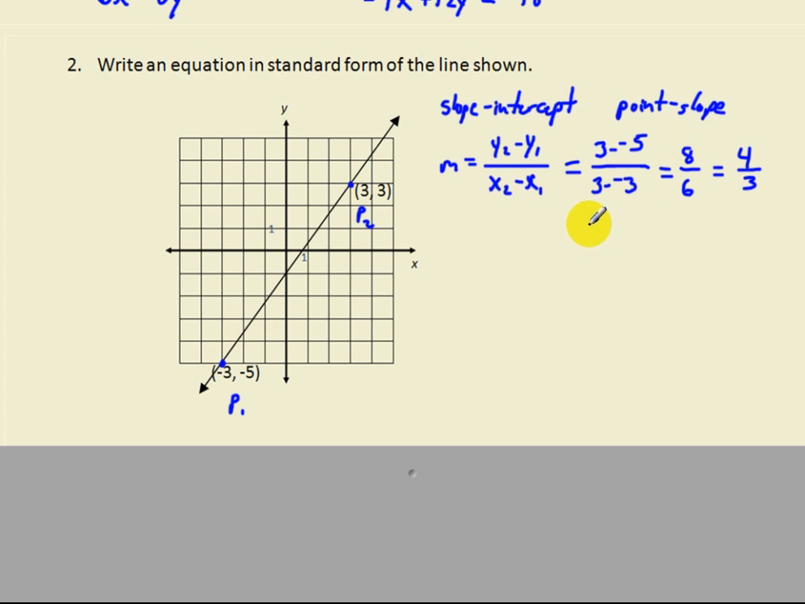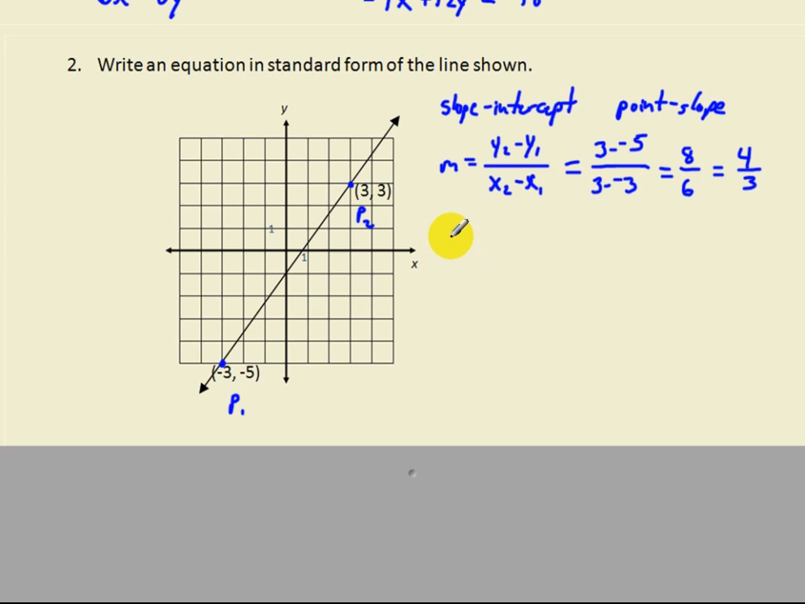And now we have to decide, do we want to use slope-intercept form first or point-slope form? And you might spot here, well, it looks like that's a pretty clear y-intercept of negative 1, so you could use that. Or we could just go ahead and use one of these 2 points for point-slope form. And if I do that, let's go ahead and use this point, (3, 3).